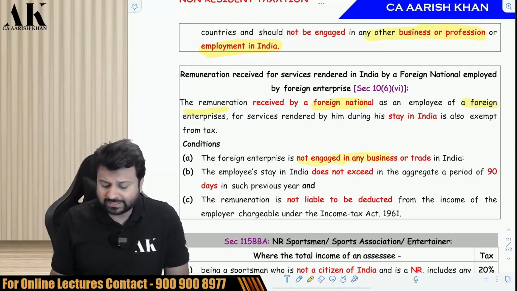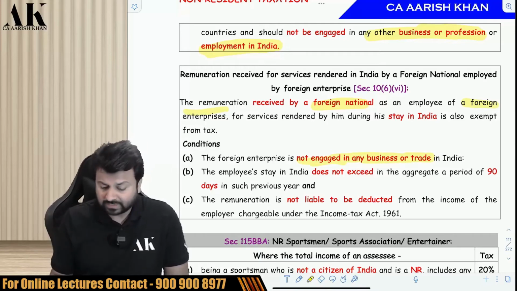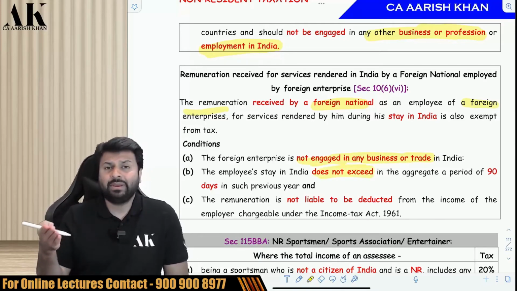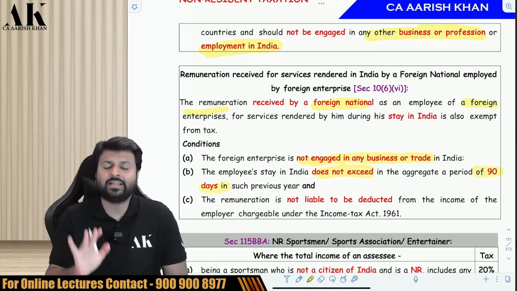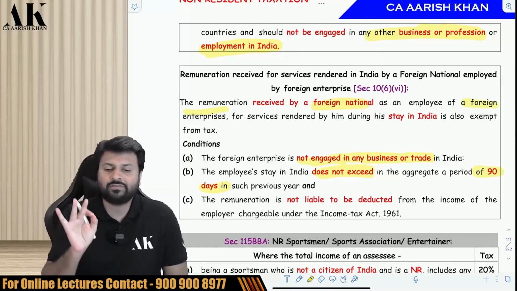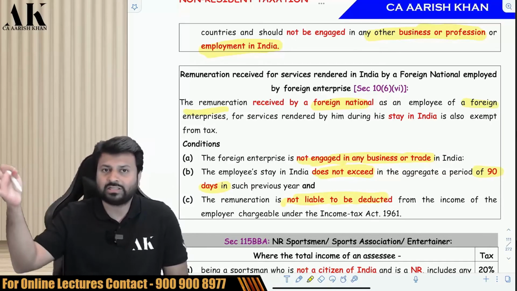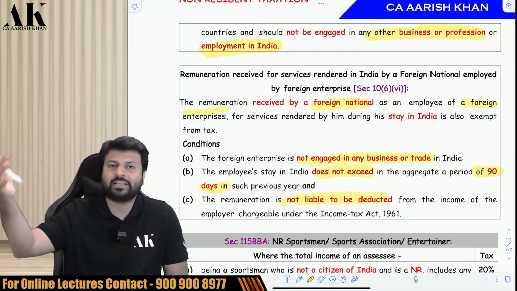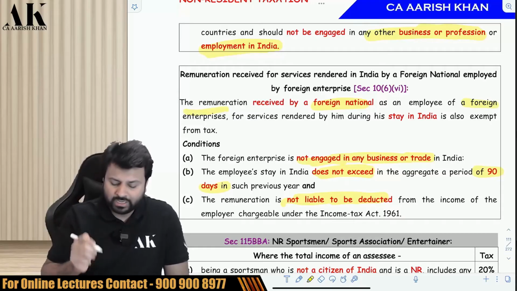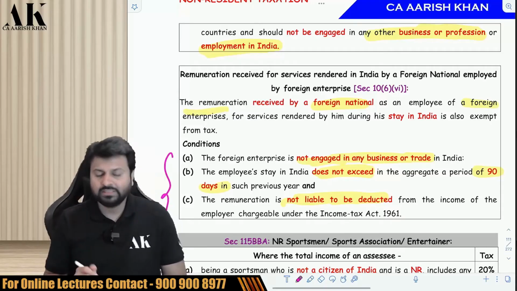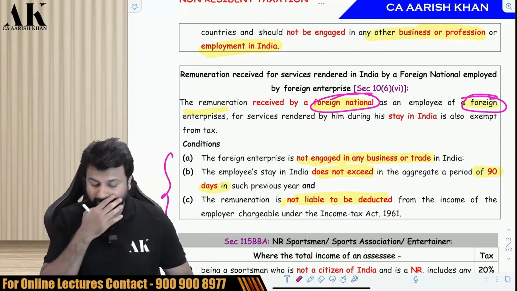Apple should not be engaged in any business or trade in India. Apple should not have any business or trade in India. Second, the employee's stay in India should not exceed how much? 90 days. The maximum that employee can stay in India is how many days? 90 days. He should not stay for more than 90 days. And third, Apple should not be liable to deduct that particular remuneration as an expense under the income tax law. Apple should not claim that expenditure as an expense under the income tax law. If these three conditions are fulfilled, the remuneration received by the foreign national from the foreign enterprise will be exempt under the income tax law.